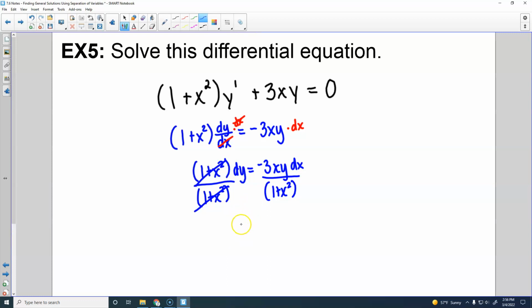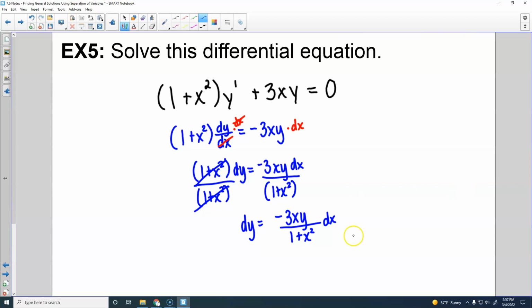Yeah. So we got dy equals negative 3xy over 1 plus x squared. The dx, we can put it in the numerator or we can leave it out to the side. Either one is fine, as long as it's not in the denominator. You can't have it in the denominator.